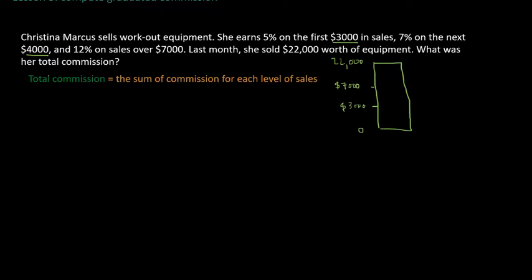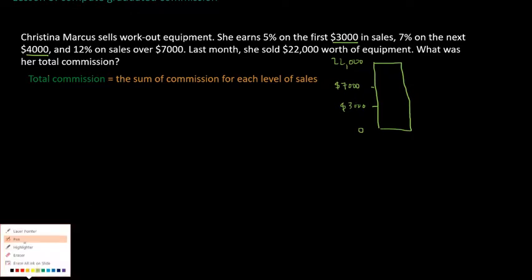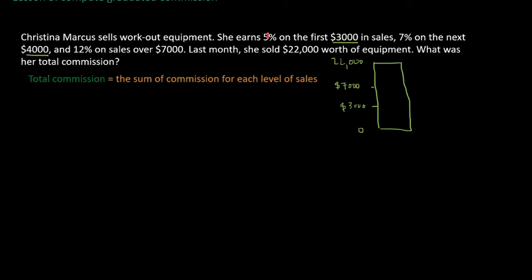And then until she hits 7,000, her commission rate bumps up again to 12%. And in fact, why don't we fill in this graph with some colors? So she earns 5% on the first 3,000. So she's selling, and until she hits 3,000, in fact, I'll continue to use my pen there. She's selling all of these sales. She's getting a 5% commission back on.